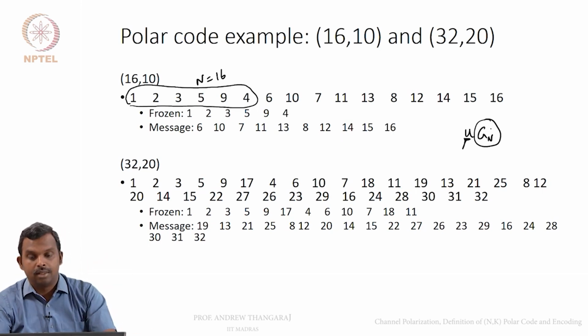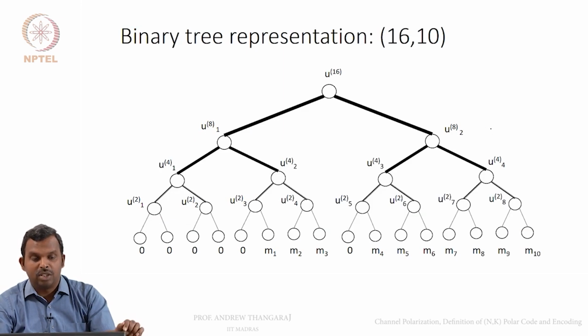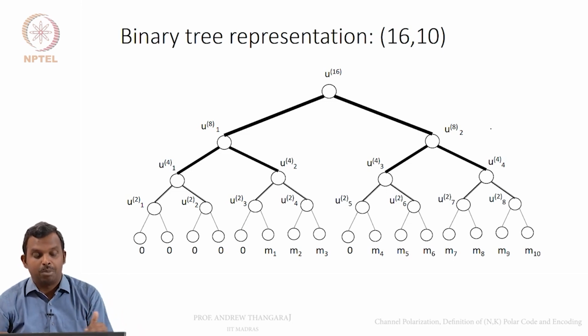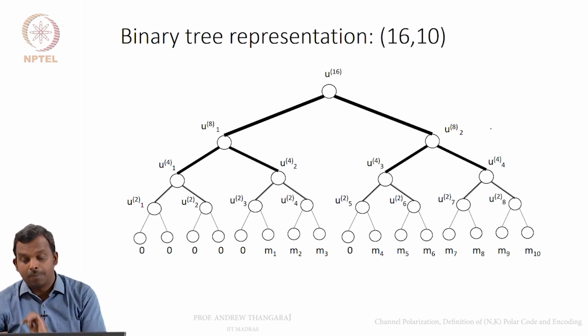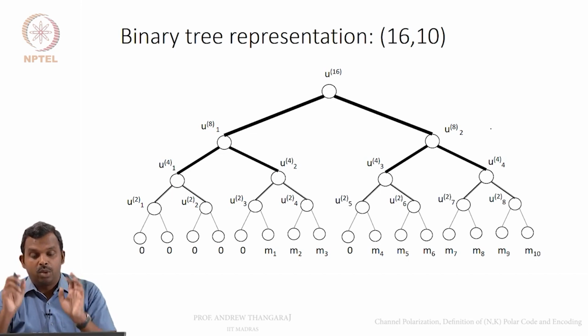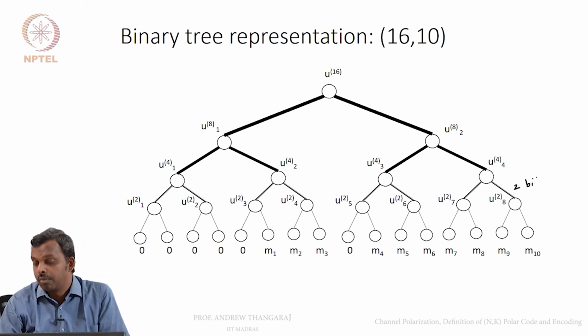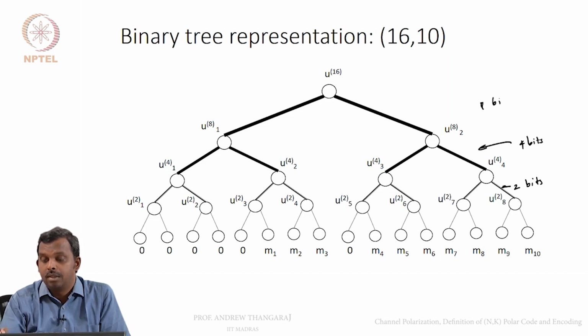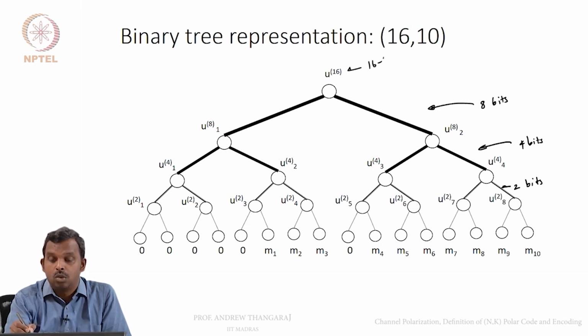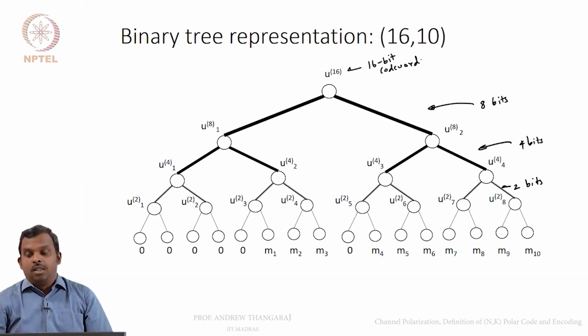So, this is an example, and here is for 16,10 a full blown binary tree representation. I am not going to go through and show you the computation, but this is what happens. You have frozen bits 0 and then the message bits, 10 of them, and they combine and you create the 16-bit code word. Remember, once again, these are all 1 bit here, these will be 2 bits, and then you have 4 bits, then you have 8 bits here, and then finally you will have the 16-bit code word. So, that is it, that is the polar code.